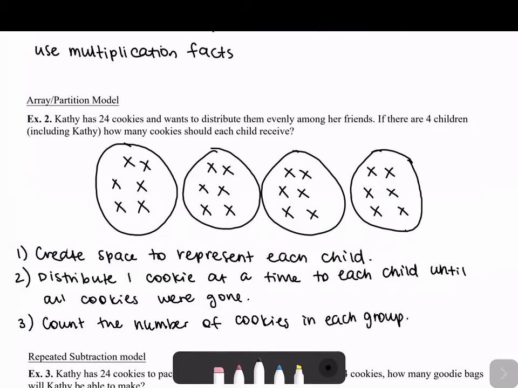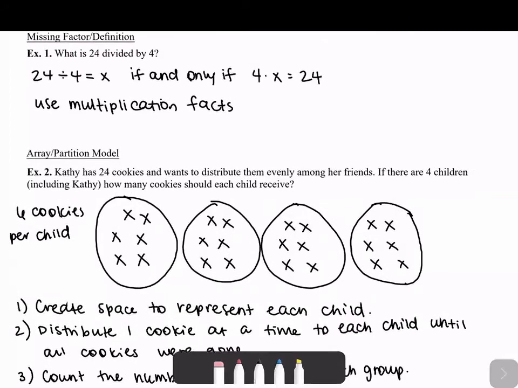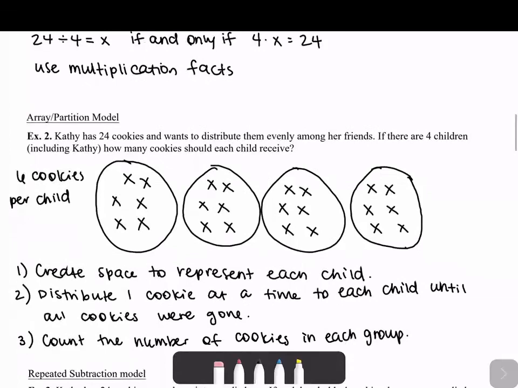So in this case, we had 4 groups representing each of the 4 children, and there are 6 cookies in each group. So that means that we have 6 cookies per child, right? This is another way to represent the exact same division problem. We're taking 24 and we're dividing by 4. So in this case, we're taking 24 cookies and dividing it among 4 children evenly, so we can use this type of model, okay? The next model that the book talks about is this repeated subtraction model.